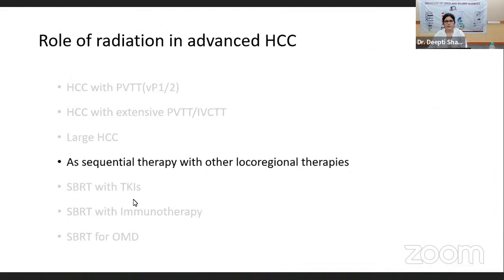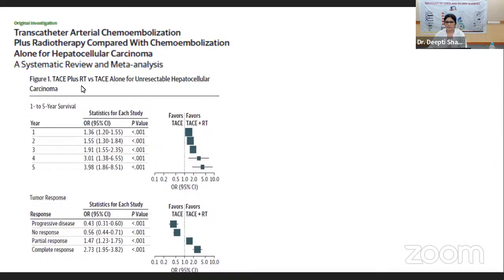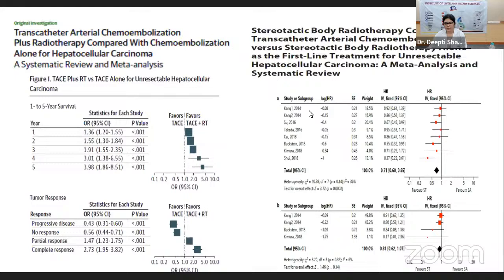Further, radiation therapy can be used as a sequential therapy with locoregional therapies. These are the meta-analyses where TACE with radiation therapy was compared with TACE alone, and in another meta-analysis, SBRT was compared with SBRT plus TACE. In both meta-analyses, they suggested that there was an increase in overall survival and local control after a combination of therapies.